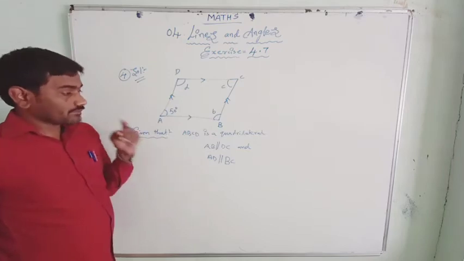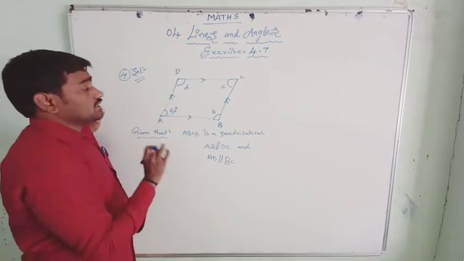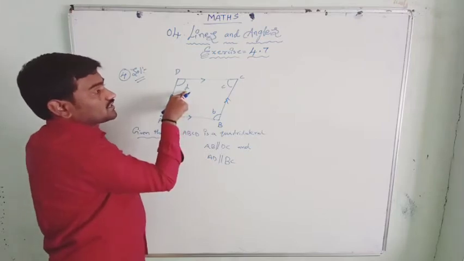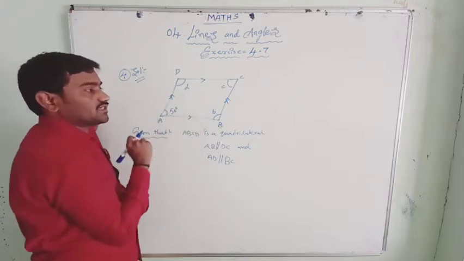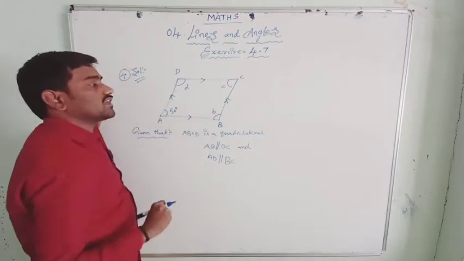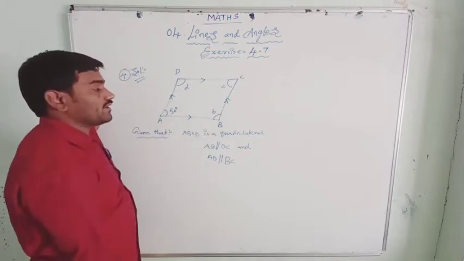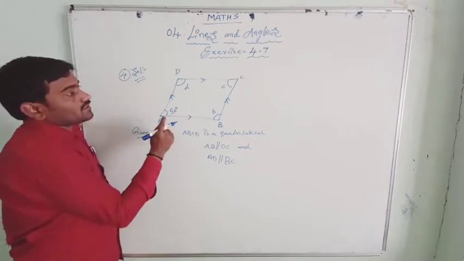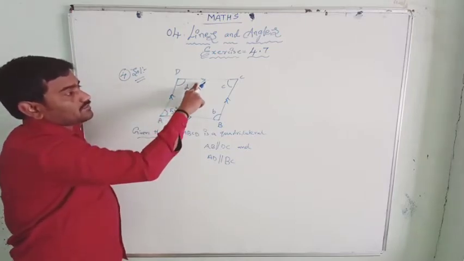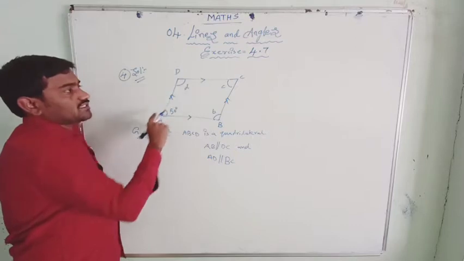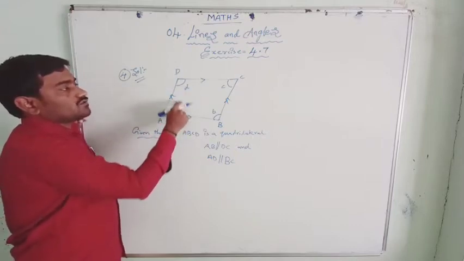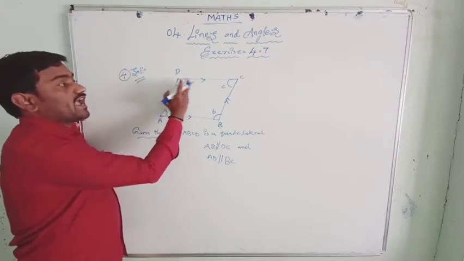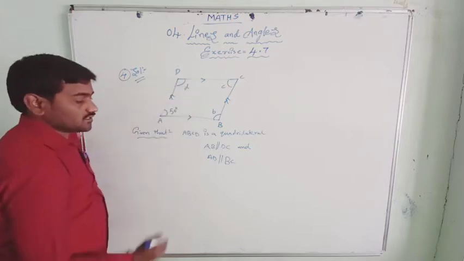See that here, the sum of these 2 adjacent angles is equal to 180 degrees. So let's go for that. Suppose these 2 are parallel lines, and AD is a transversal. The sum of these 2 interior angles on the same side of the transversal equals 180 degrees.